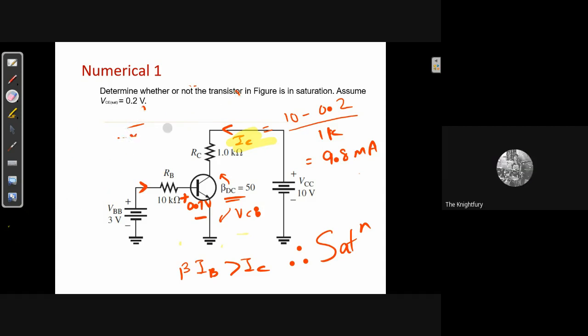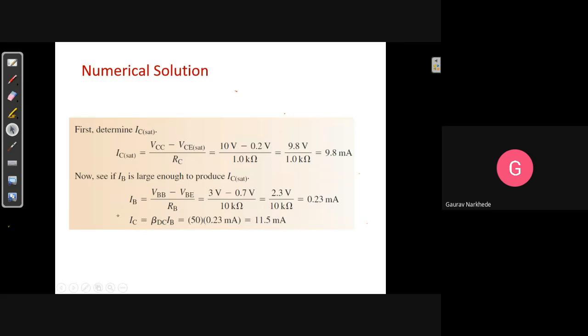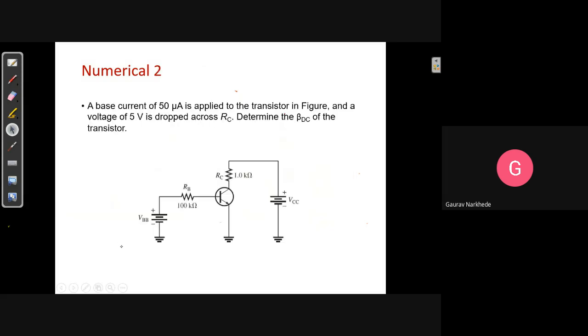Okay, let me rub it. Now, this is the solution. You can see it later on. Now, just try to solve this question.